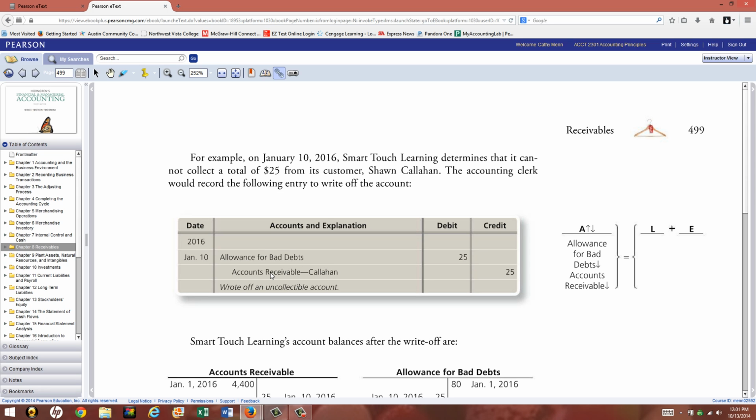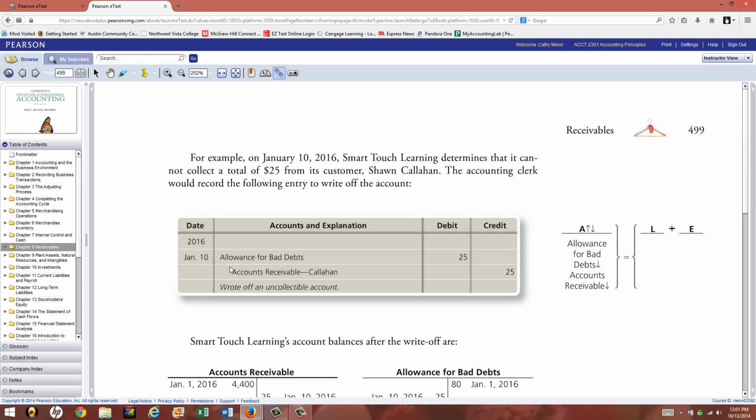The expense that we made, the bad debt expense, was made previously, and that expense has already been posted and used with our income statement. Allowance for bad debts was originally the credit in that adjusting journal entry. This is a contra account to accounts receivable.